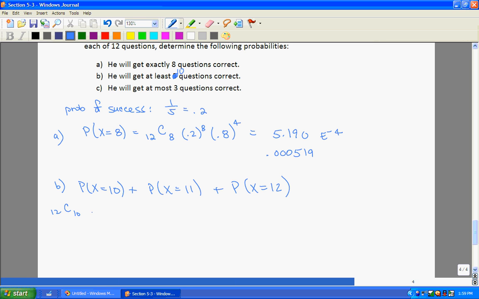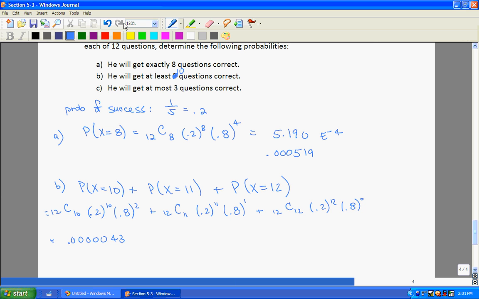So here I would set up 12 choose 10, 0.2 to the 10th, 0.8 to the second for the 2 leftovers that are not successes. Then I would say 12 choose 11, 0.2 to the 11th, 0.8 to the first, and then 12 choose 12, because I want to get all of them right, 0.2 to the 12th, 0.8 to the 0. So let's find each of those.